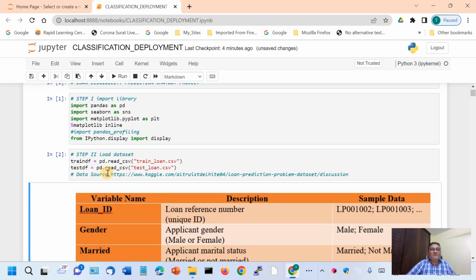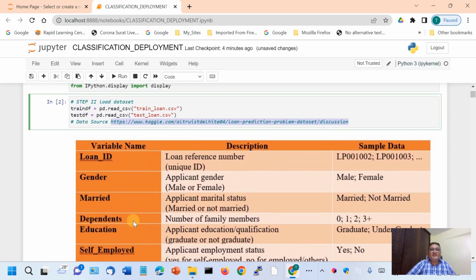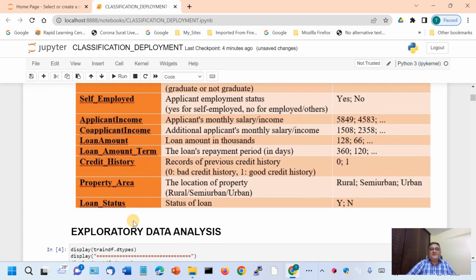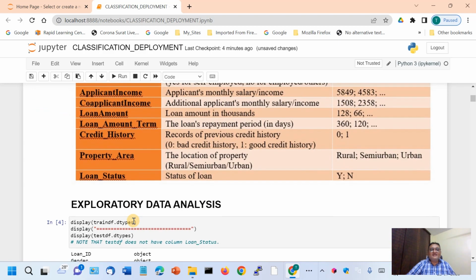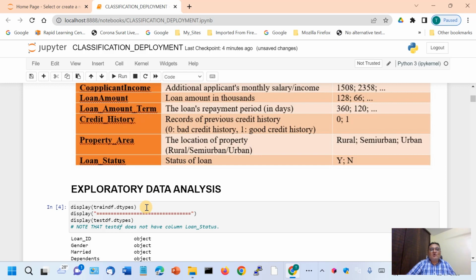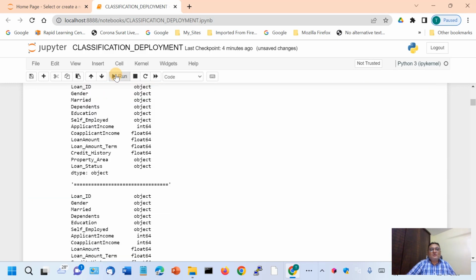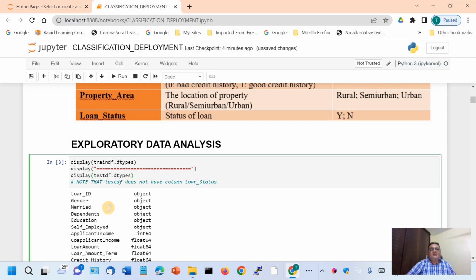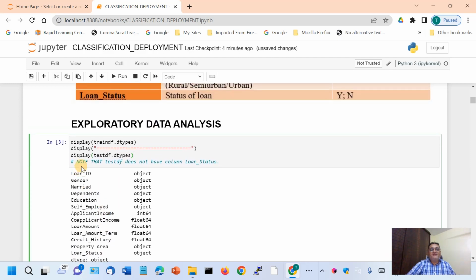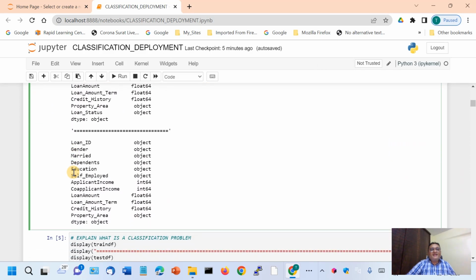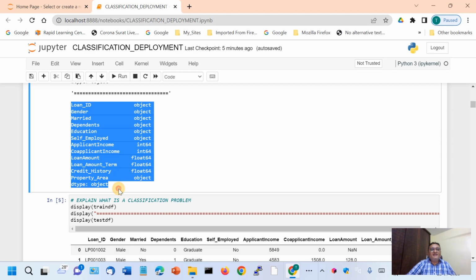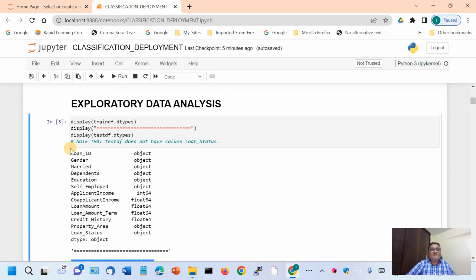This is the source from which I have taken the data. Okay. And this is the discussion about data. So this discussion is important because you have to understand what each column means. So let us see what the columns are and what they mean. In the train dataset, these are the columns, and in the test dataset, there will be one less column, but everything else will be the same.